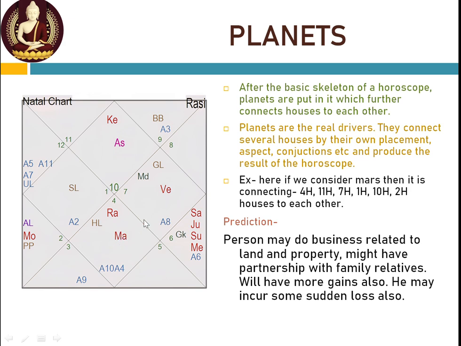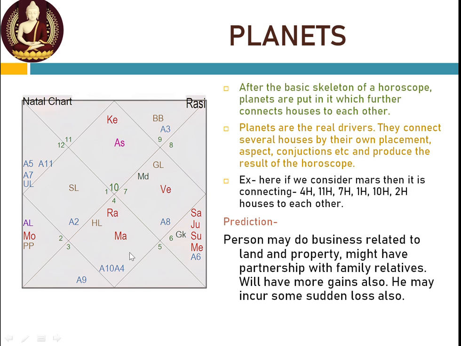Apart from this, it is aspecting the 10th house by the fourth aspect. Mars has the fourth aspect also. So Mars is aspecting the 10th house. Now Mars has connected to the 10th house also. Similarly, Mars is aspecting Lagna. All planets have the 7th aspect. So Mars has been connected to Lagna also now. And Mars has the 8th aspect also. So the 8th aspect will fall in the second house. Now Mars has been connected to the second house also.